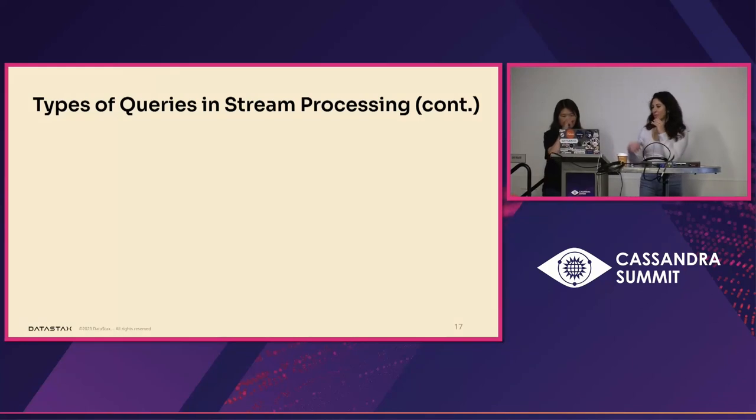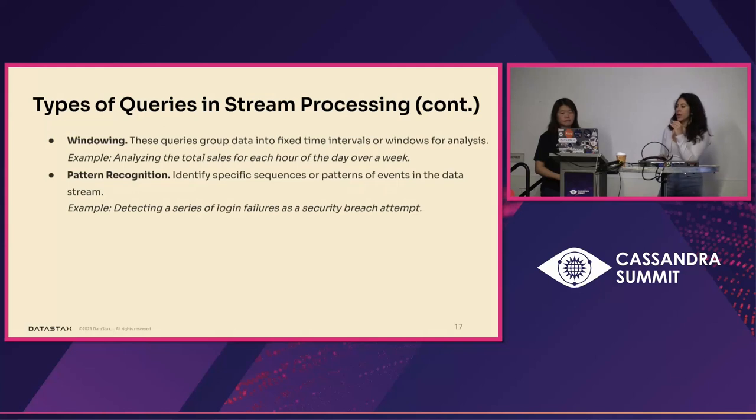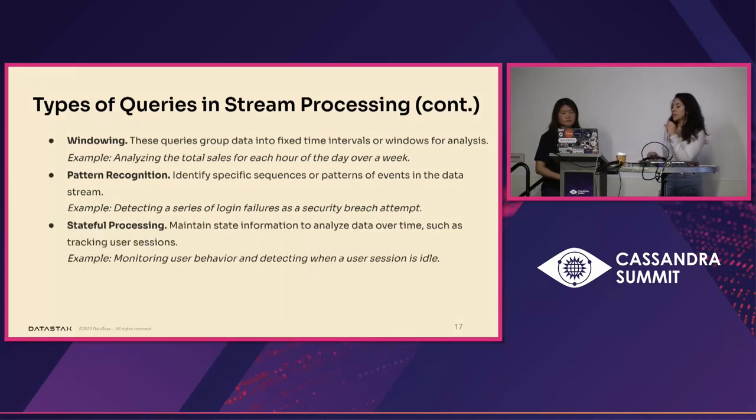And continuing types of queries in stream processing. Windowing: these queries group data into fixed time intervals or windows for analysis. An example of that is analyzing the total sales for each hour of the day over a week. That's windowing. Pattern recognition is identifying specific sequences or patterns in the event stream, like detecting a series of login failures as a security breach attempt. A lot of anomaly detection and fraud detection kinds of things fall under this as well. And then stateful processing: maintaining state information to analyze data over time, such as tracking user sessions.